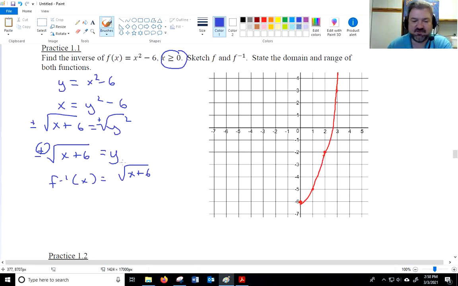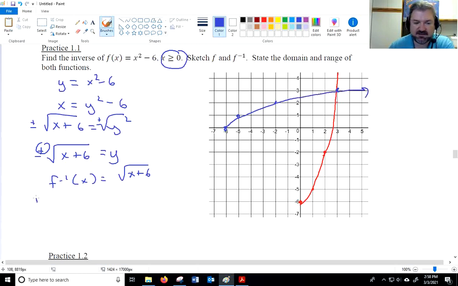Now, let's graph the inverse. The inverse is going to have all these points flipped. And we're going to talk more about how to graph this in the next lesson. But we can just use these points and change their x, y values. So 0, negative 6 is now negative 6, 0. It has to be because they're inverses. 1, negative 5 is negative 5, 1. 2, negative 2 is negative 2, 2. And 3, 3 remains 3, 3.